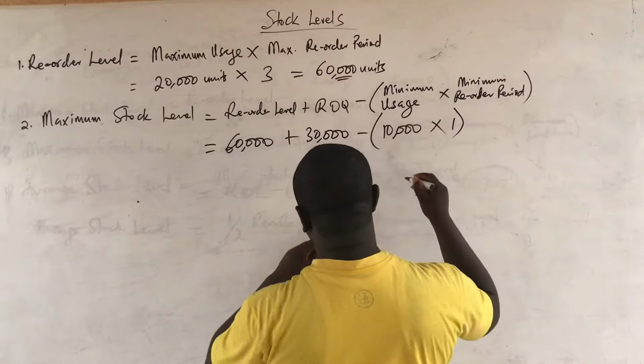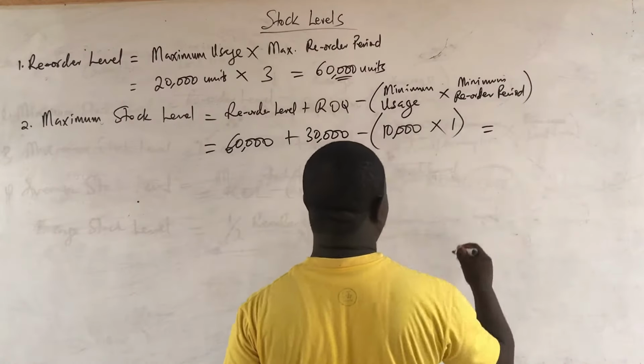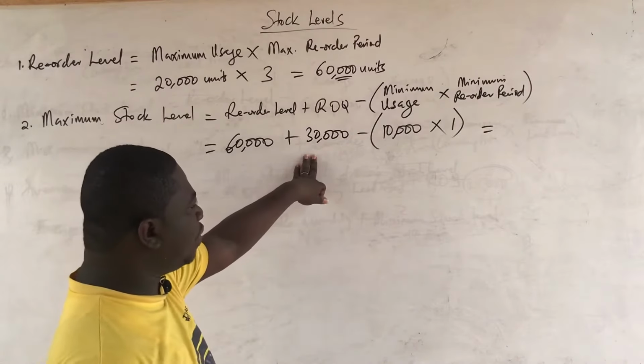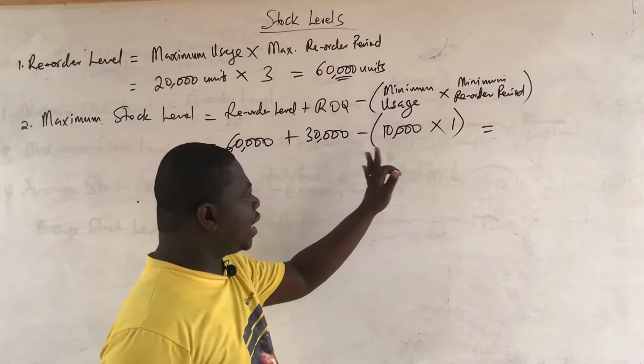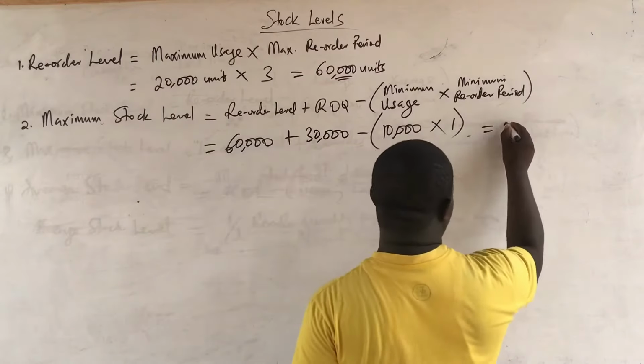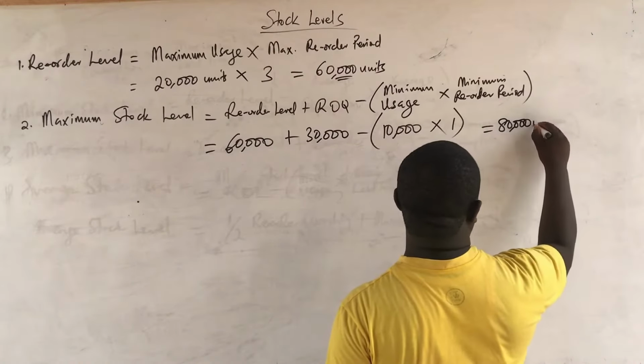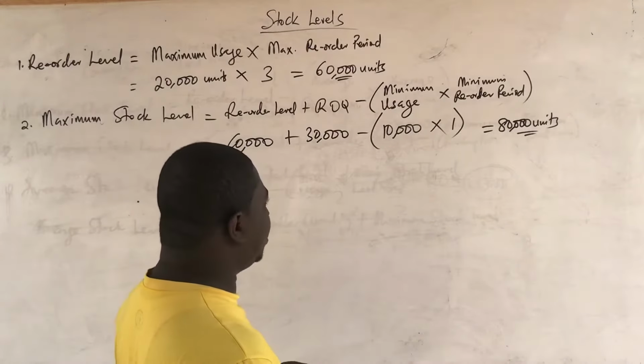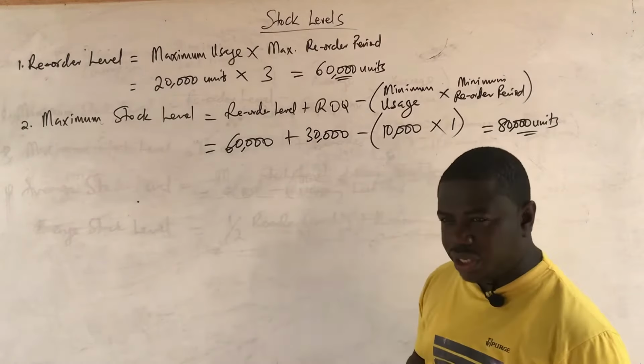So times 1. And so what is going to be our final answer for the maximum stock level? This plus that will give us 90. 10 times 1 is 10. 90 minus 10 gives us 80,000 units. And so your maximum stock level is 80,000 units.